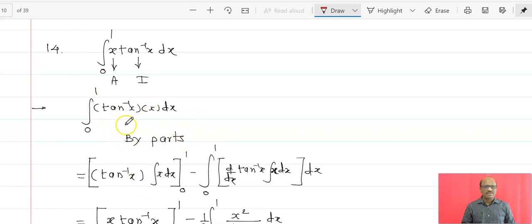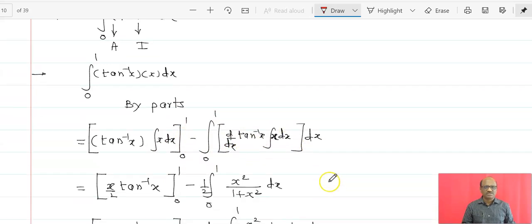Again, by LIATE, the first is the inverse function. First is inverse, then the first function into the integral of the second. Tan inverse of x, integral of x, 0 to 1, minus the integral of the derivative of tan inverse of x into the integral of x dx, bracket completed, into dx. Therefore, here is tan inverse of x. The integral of x is x square upon 2.